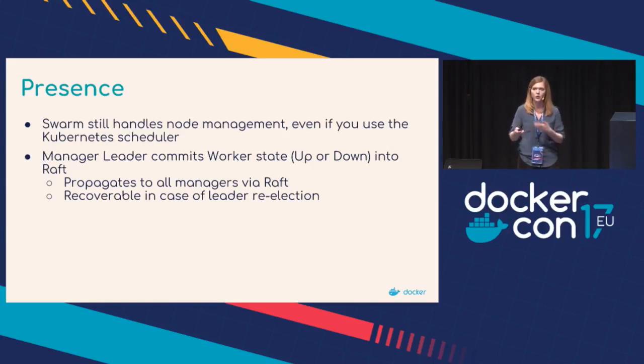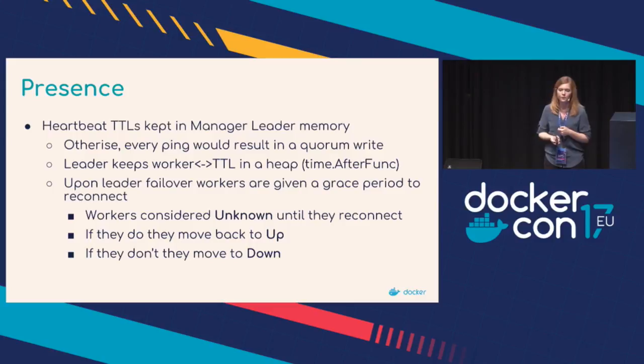The manager leader, not one of the followers, is responsible for committing worker state up and down, or unknown in case that it's not reachable and we haven't quite figured out if it's up or down. That state is committed in Raft and is propagated to all of the other managers. That means it's recoverable in case that leader goes offline or there's some leader re-election happening.